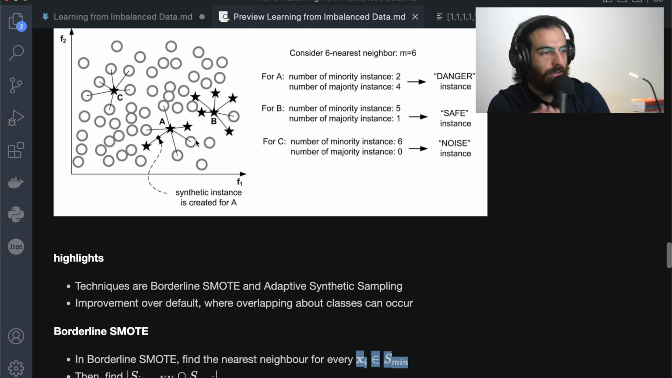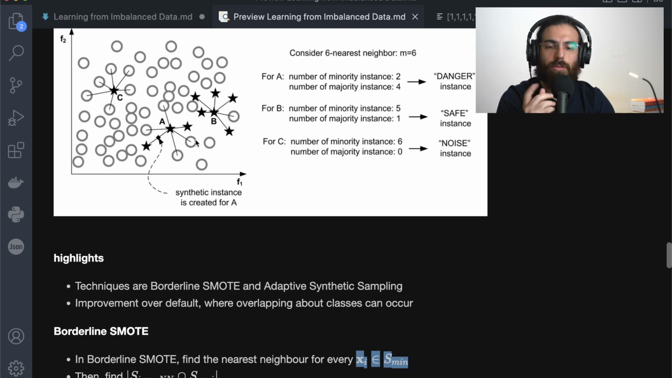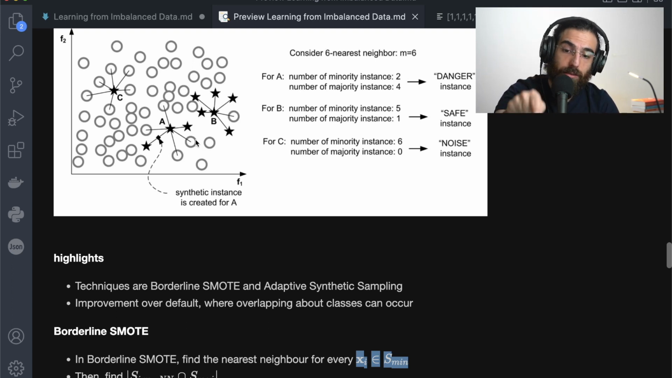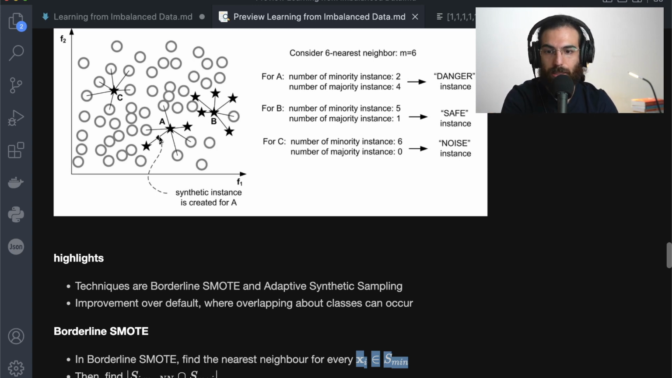Because this instance is in danger, so to speak, it makes sense to artificially or synthetically generate neighbors for this data set. And that's what this tiny square represents here. Whereas if you look at observation B, it's in its own neighborhood. It is in a good place. It is surrounded by plenty or adequate members of its own class. So because it's safe, there is no need to synthetically generate data.